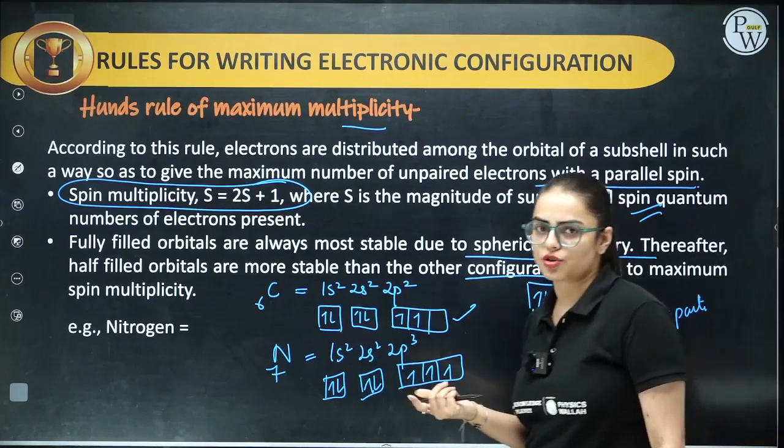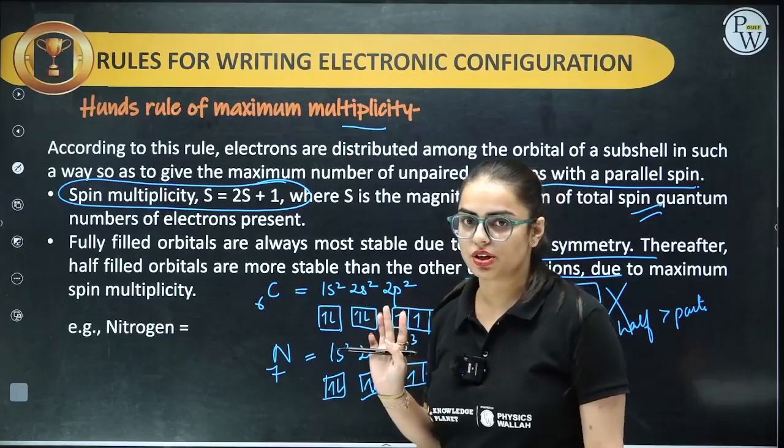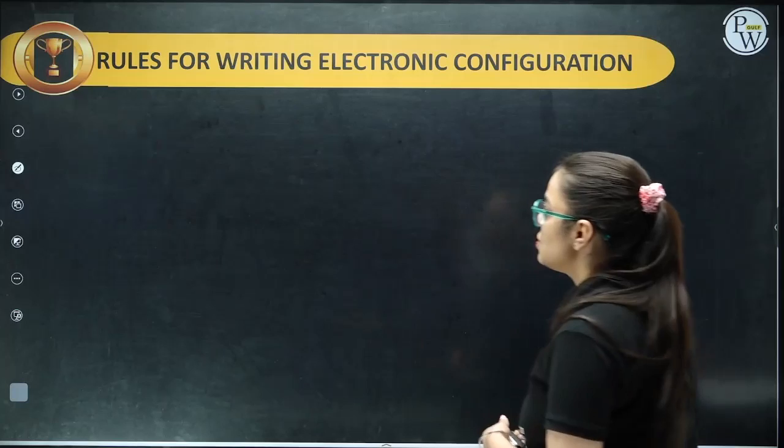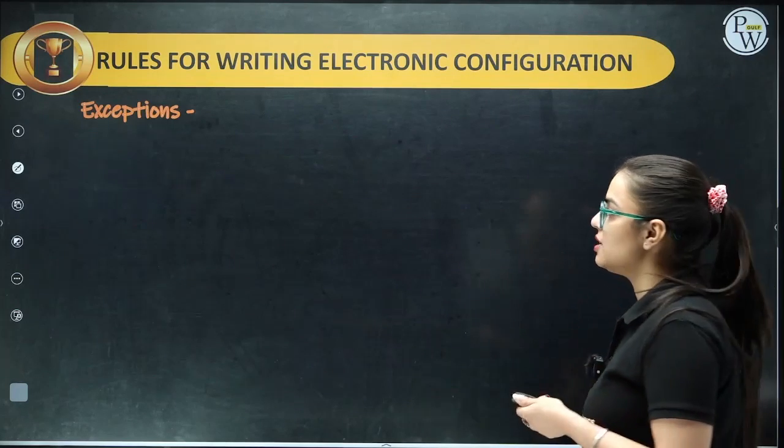Partially filled is when there is 1 electron. Half filled is each orbital having 1 electron. And fully filled means they are completely filled, no space for any electron. Now students, these were the rules. There are some exceptions to writing the electronic configuration.